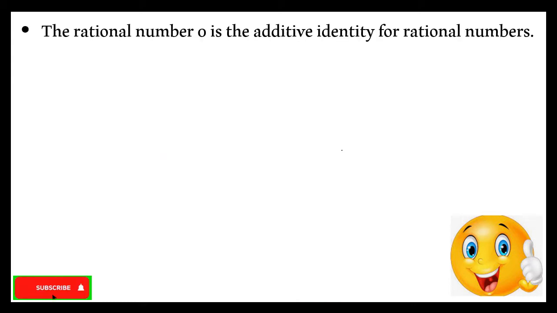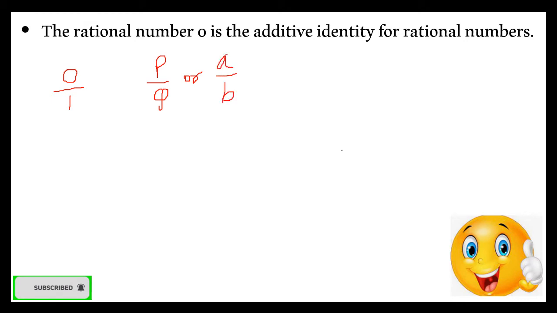Now next we have the rational number 0. 0 is the additive identity for rational numbers. So 0 is a rational number, and we also know that it's a whole number, and all whole numbers are rationals because 0 can be written as 0 upon 1, and this is in the form of p by q, or you can say a upon b, ratio of two integers. Both are the same. So this is the additive identity for rational numbers.